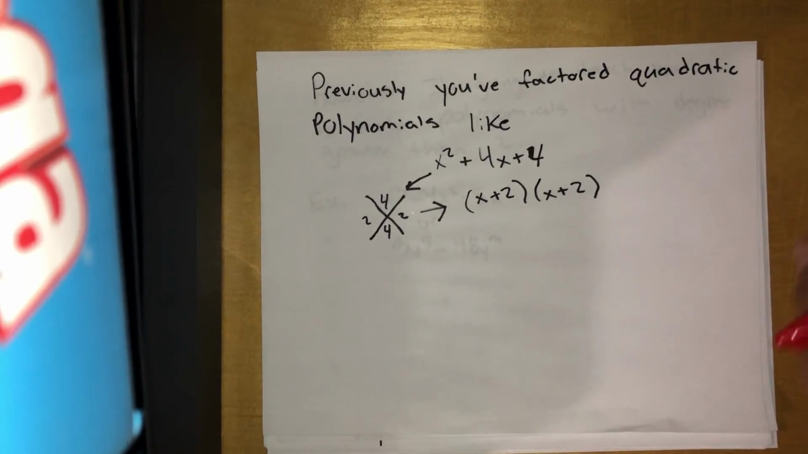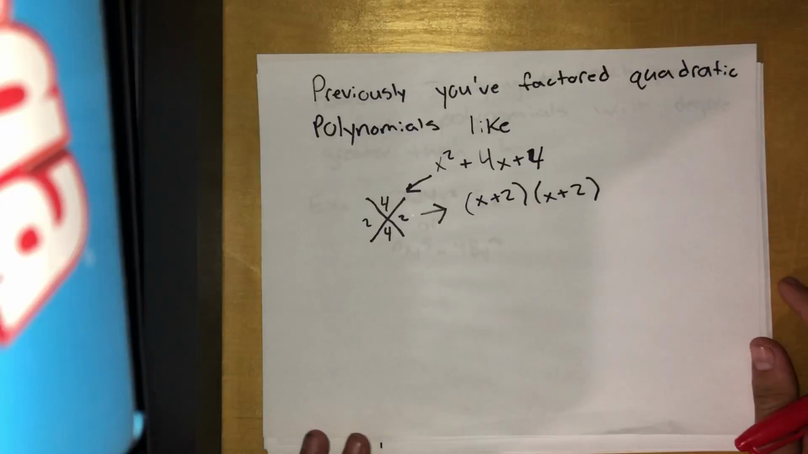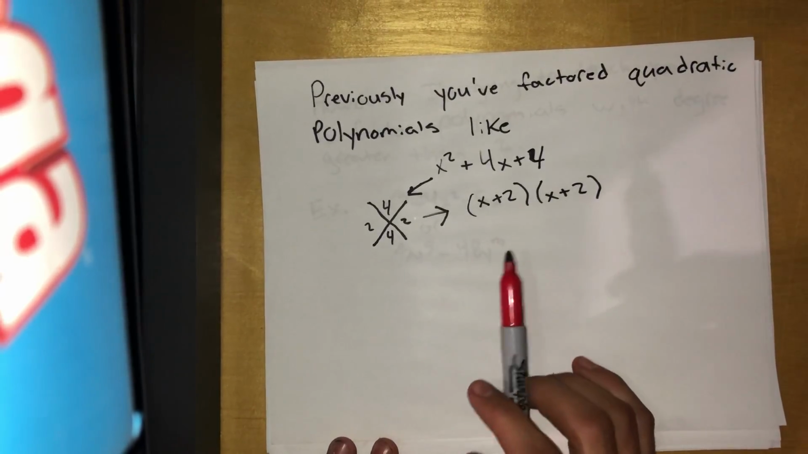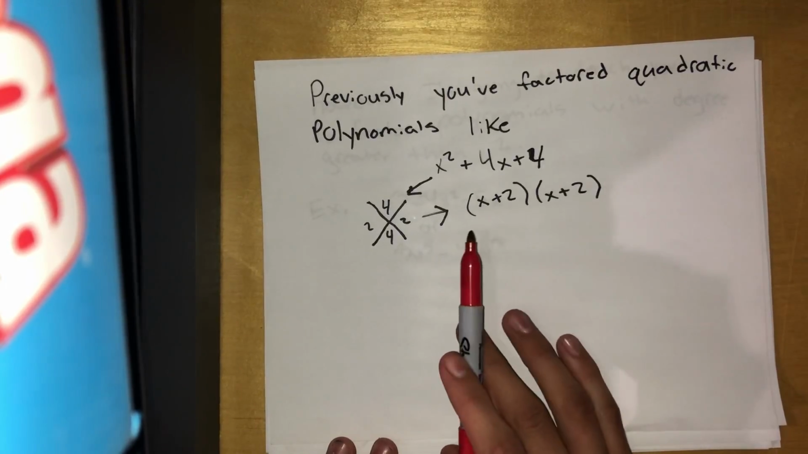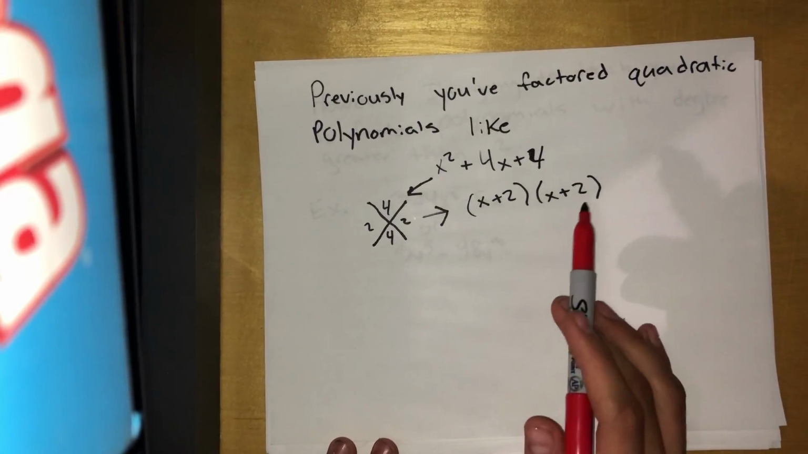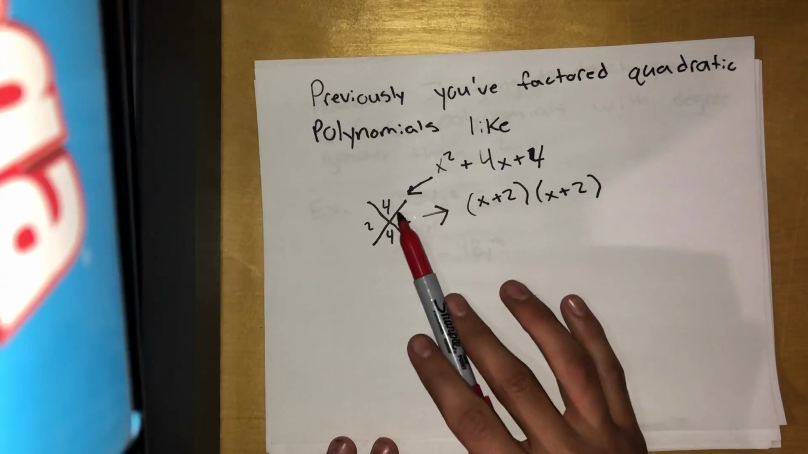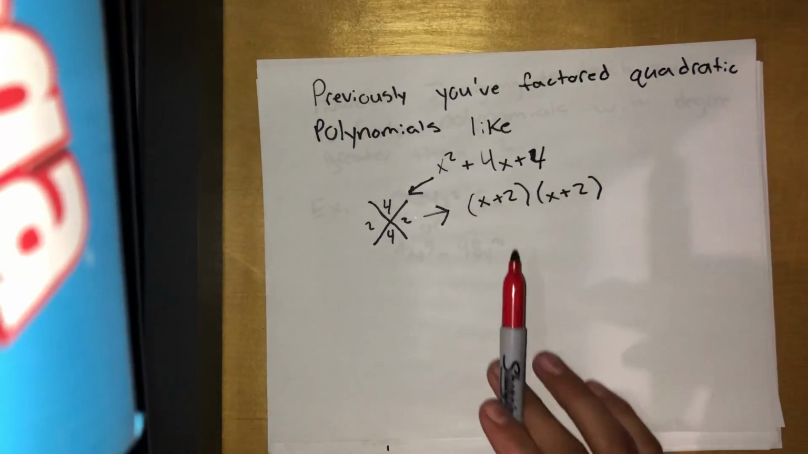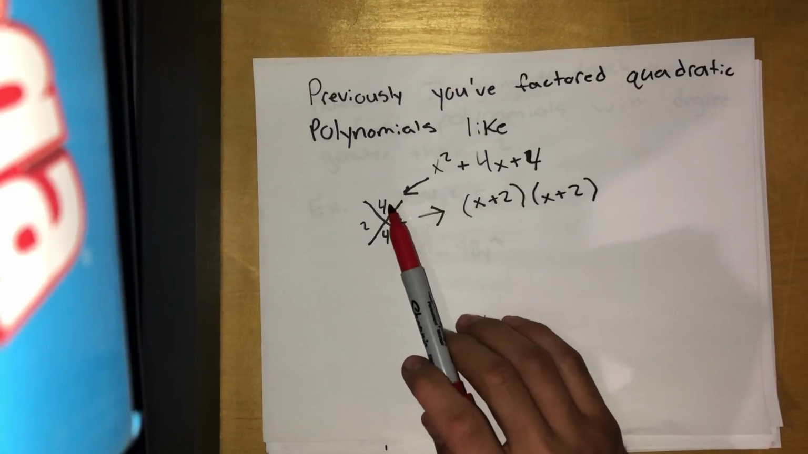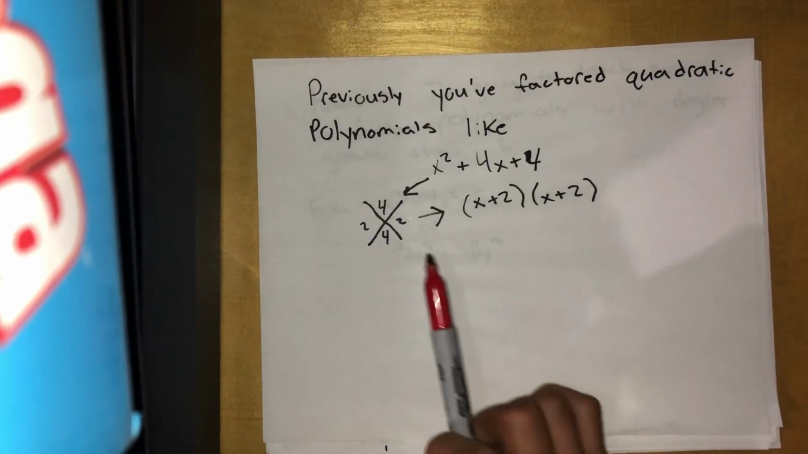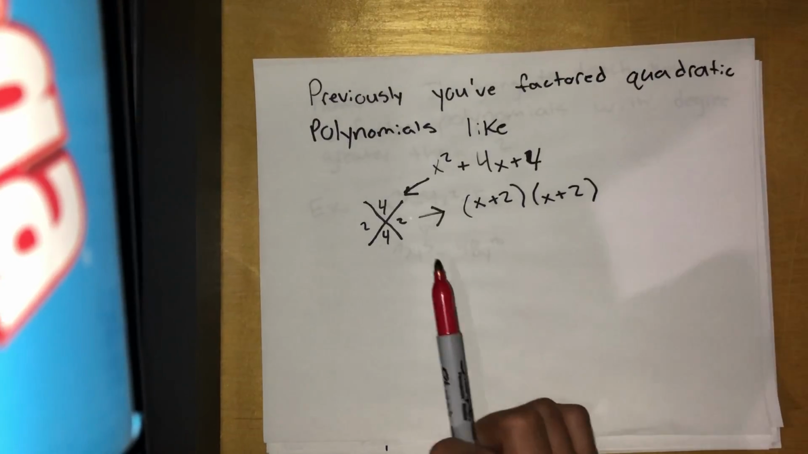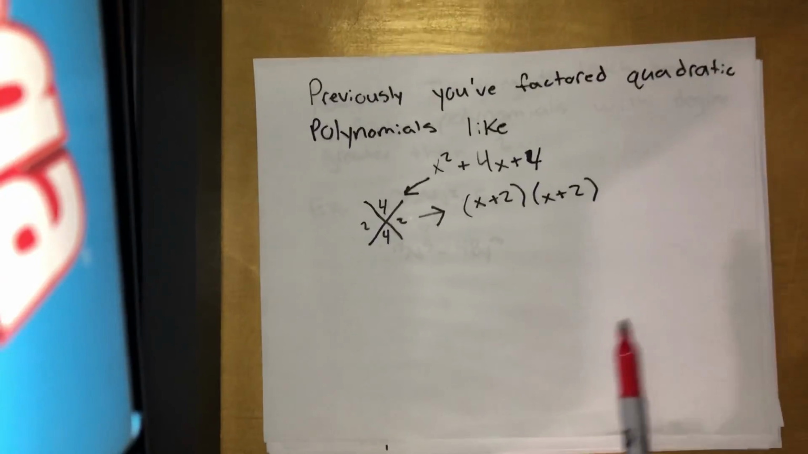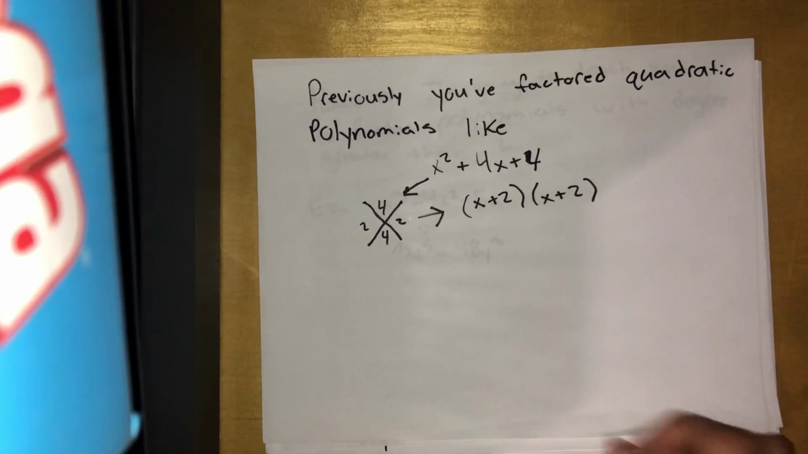So, previously, you factored quadratic polynomials such as x squared plus 4x plus 4, which we'd do using the Xbox method that we've learned. You'd put the third term on top and then the second term on the bottom. Then you have to figure out what two numbers multiply to make the top one and add to make the bottom one. This one's simple, so it's 2 and 2, which would factor to get you x plus 2, x plus 2. And then you've completed it.